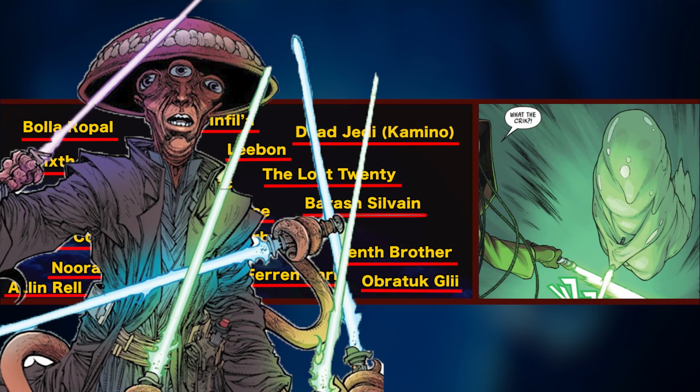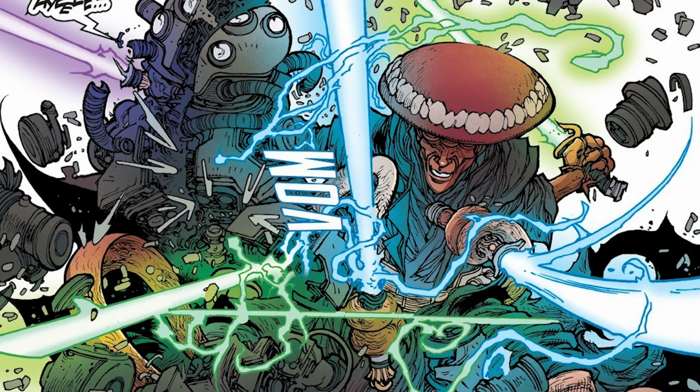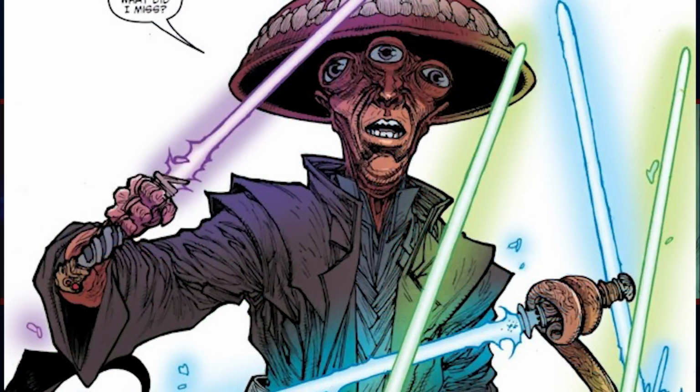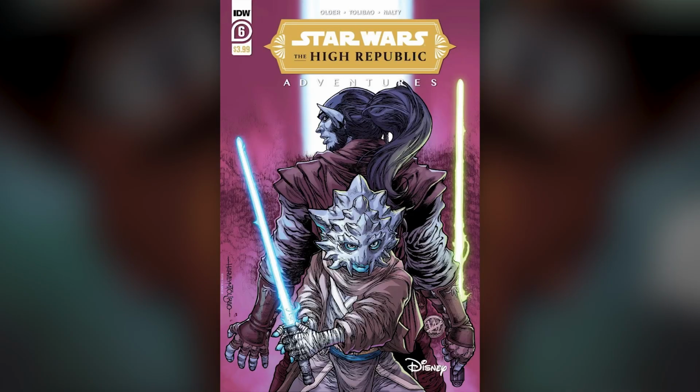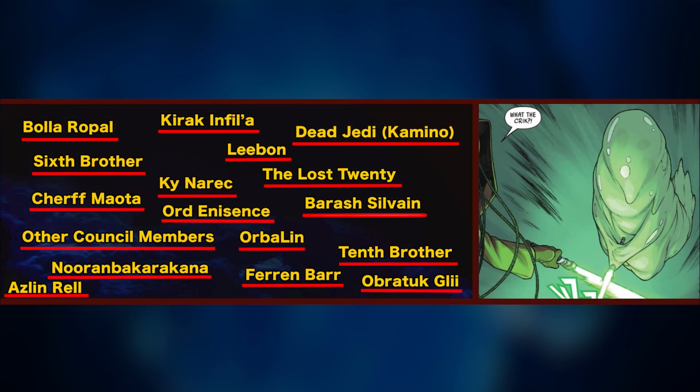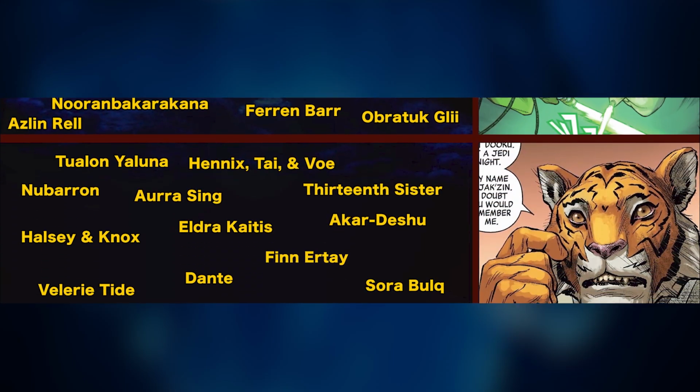Now there's Obratuk Glee. Obratuk Glee was a Parwan Jedi who could use multiple lightsabers at once due to his species. He had 5 lightsabers, each dedicated to Padawans he had trained in his millennium-long lifetime. He first appeared in the High Republic Adventures 6 comic in 2021. Alright, now to layer 7.